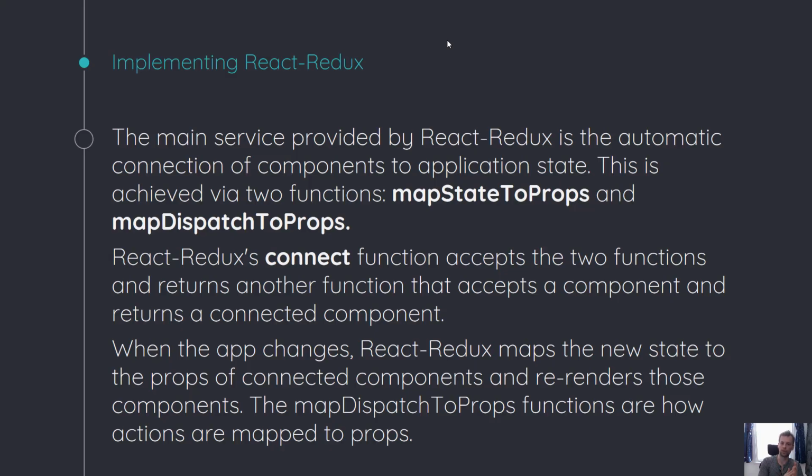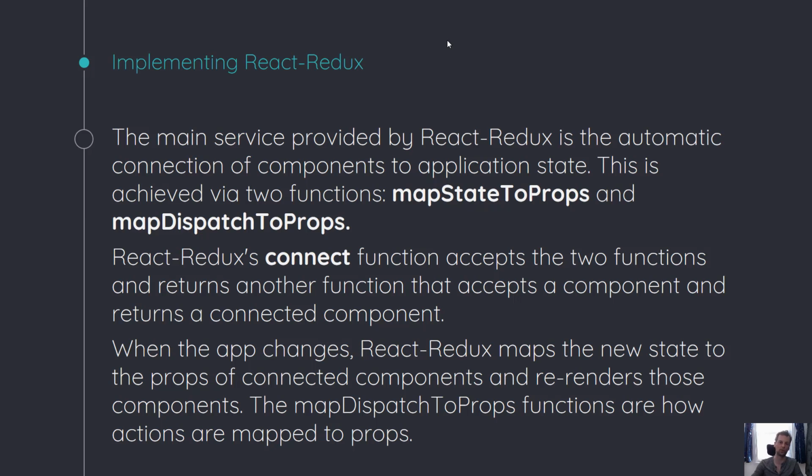Now the main service that is provided by React-Redux, in addition to the stuff that we already talked about in our custom Redux store, is the automatic connection of components to application state. And this functionality is achieved via two functions, mapStateToProps and mapDispatchToProps. Now React-Redux's connect function accepts these two functions and returns another function that accepts a component and returns a connected component. And that connected component is now a component that is connected to the Redux store, the state inside of the Redux store that it is particularly concerned with.